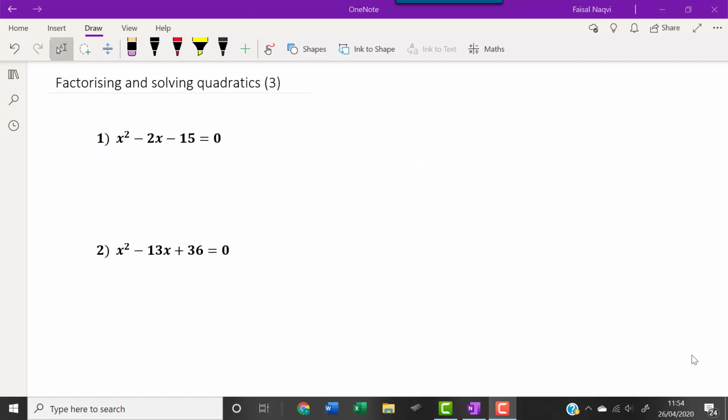Here are two examples for you to have a go at. Press pause, have a go, and then we'll run through it in just a few seconds.